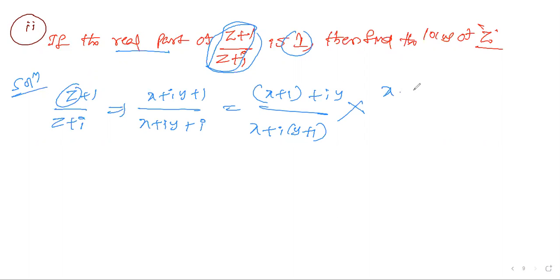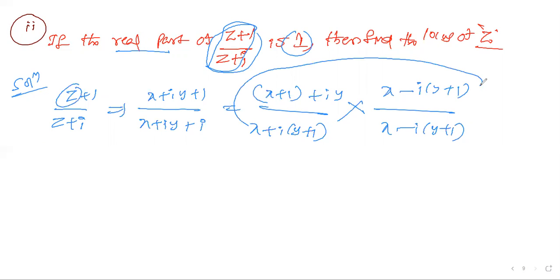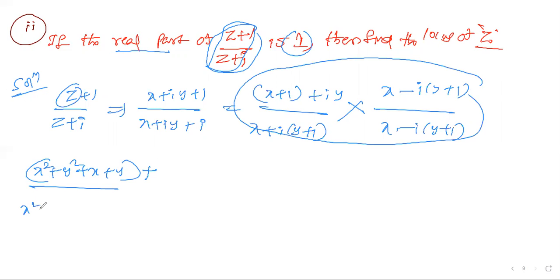So I will rationalize: x minus i times y plus 1 by x minus i into y plus 1. After simplifying this entire thing, I got an answer. I'm writing the answer directly, I don't want to do the entire thing: x square plus y square plus x plus y, by x square plus y plus 1 whole square. Then i into minus x minus y minus 1 by x square plus y plus 1 whole square.